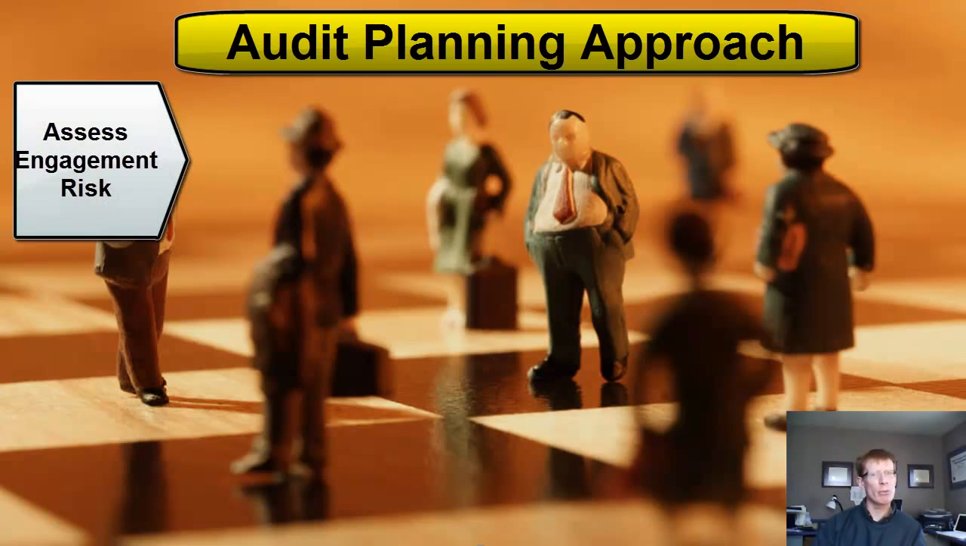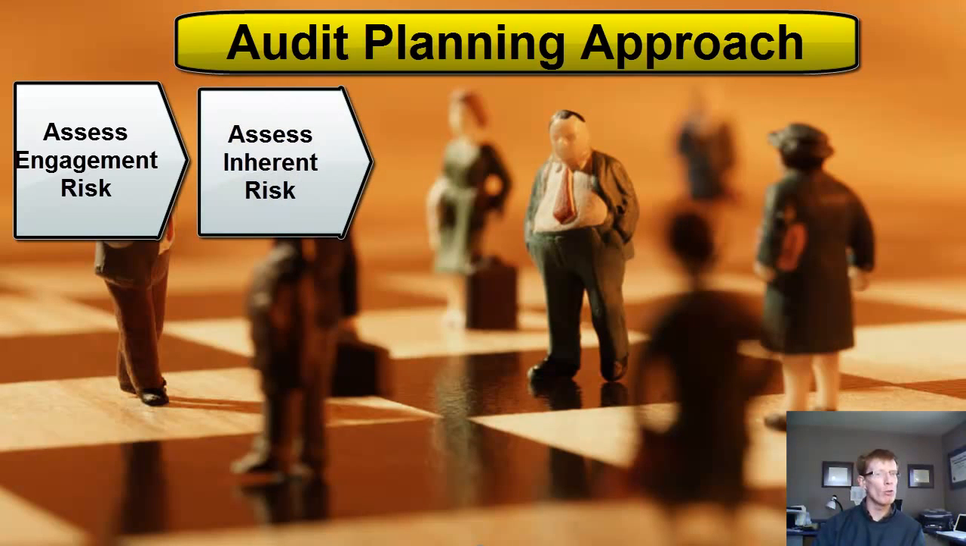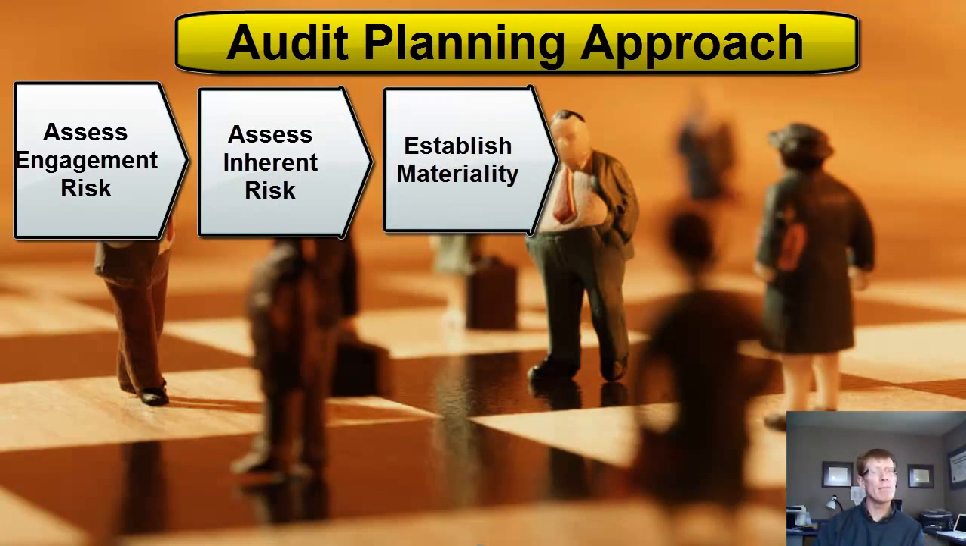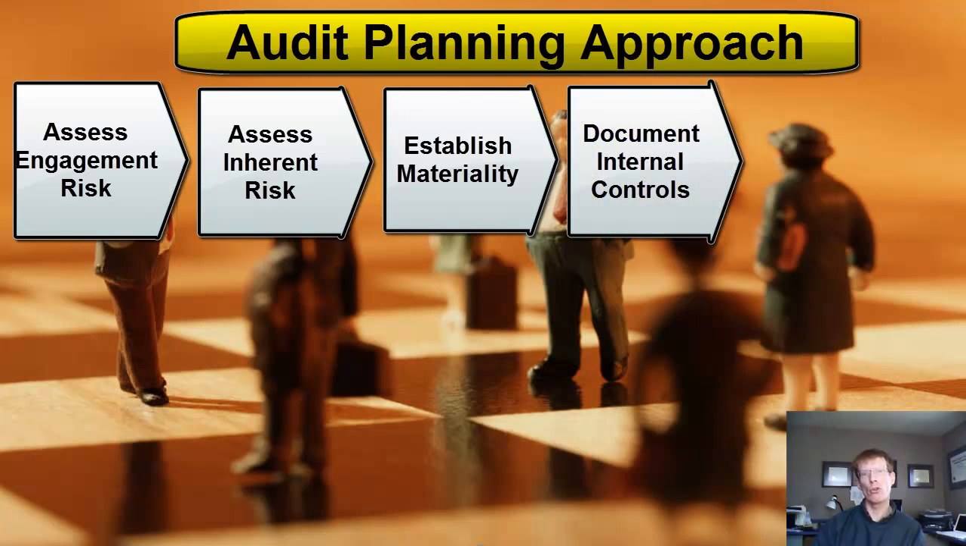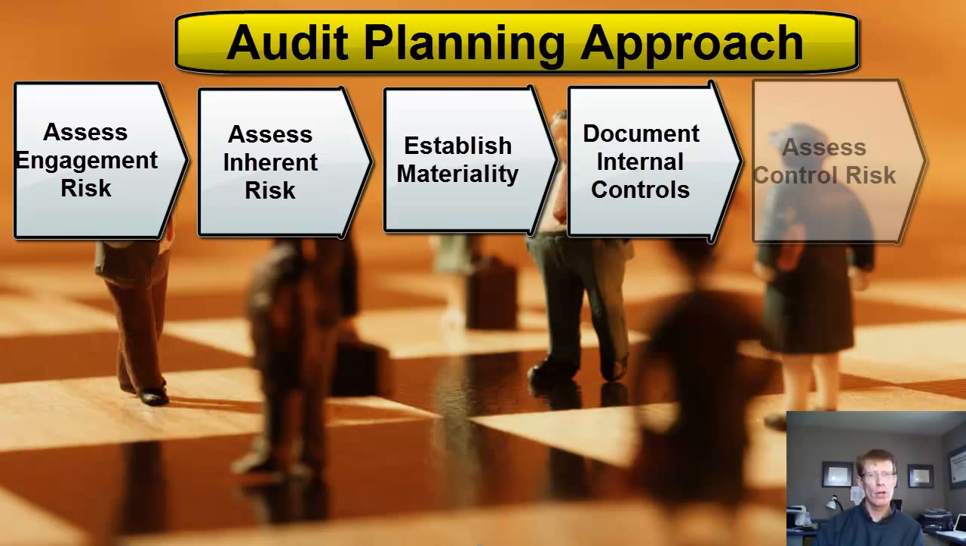First, we'll assess engagement risk or audit risk to establish what level of risk the firm is willing to accept that it may issue a wrong opinion. Next, inherent risk is determined, followed by establishing a preliminary materiality level. Work is then performed to document the internal controls, including the entity level controls, general computer controls, all as we have previously discussed. Once this documentation is in place, we can sit back and reflect upon the design and the anticipated effectiveness of internal controls, which enables us to assess control risk by assertion.